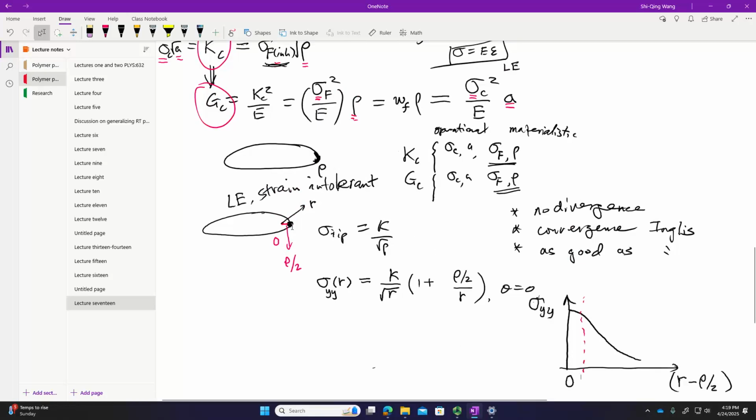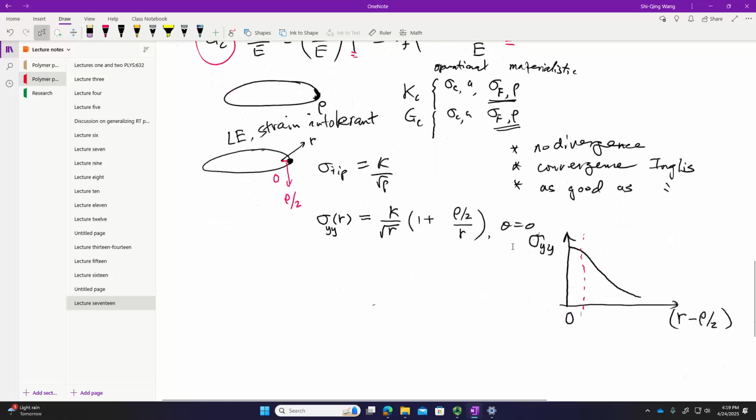The tip is at r equals ρ/2 by construction. So you're saying if you plug r equals ρ/2 into the equation there, you get Inglis's result? If I'm not mistaken, what you're trying to say is if you plug r equals ρ/2 into that equation for stress σ_y, you get back the Inglis result. Yes, absolutely. As I said repeatedly, it converges to the Inglis result identically. Yes, so it has to, otherwise it would be a wrong solution.